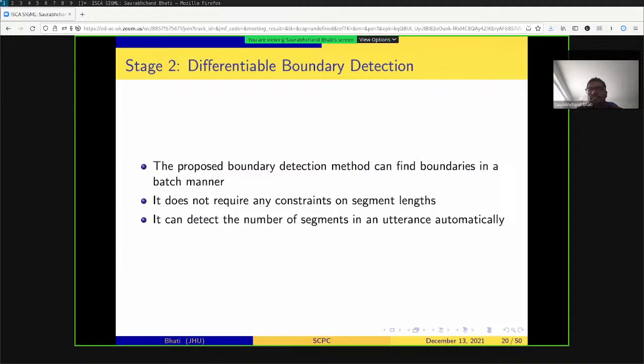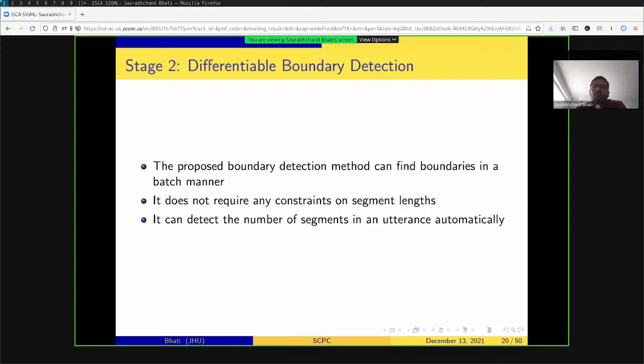You can think of this as being circumvented by the threshold value. If you use a very large threshold, then the segments will be very, very large. If you use a very small threshold, then the number of segments will be really, really large. But given a threshold, it does not require any constraints on segment length. And it can also detect the number of segments. We are not supplying it with any estimates or exact number of segments within an utterance or within a batch, and it is doing all of that automatically. Since all the definitions that we use for PT and PT plus 1 can be scaled to matrix operations, this can be done on a batch of utterances.